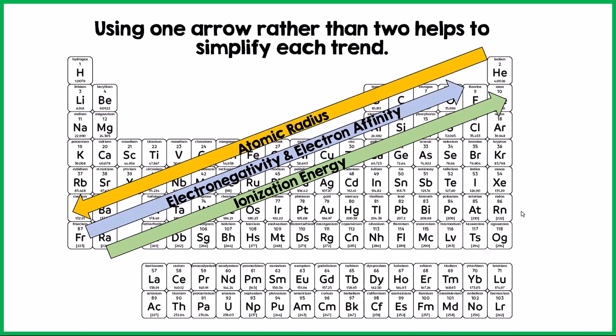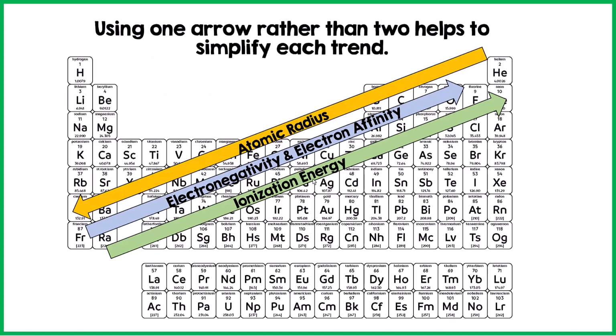If we use one arrow rather than two for each of these trends, it helps us to simplify the trend a little bit. So atomic radius is increasing from the top right corner of the periodic table down to the bottom left. Electronegativity and electron affinity are increasing from the bottom left corner to the top right, except for the noble gases, which don't have the affinity to gain or lose electrons. And ionization energy is increasing from bottom left to top right as well.